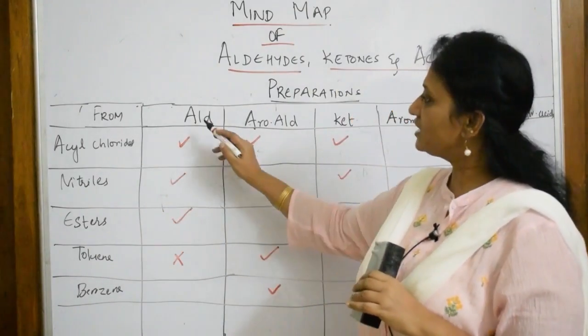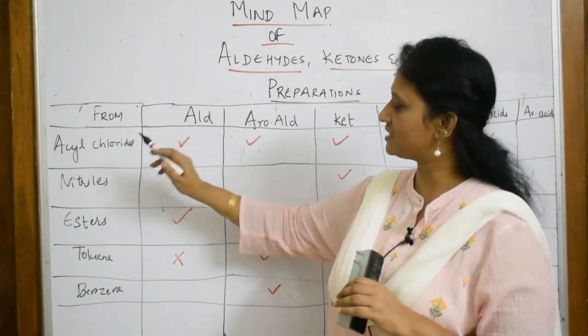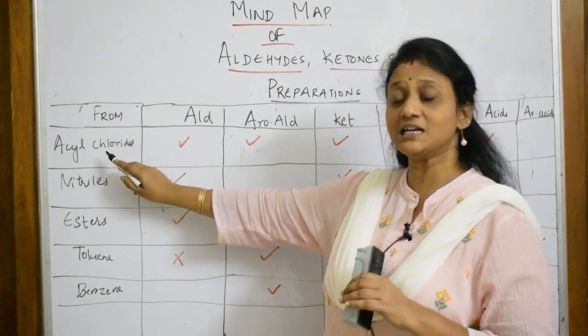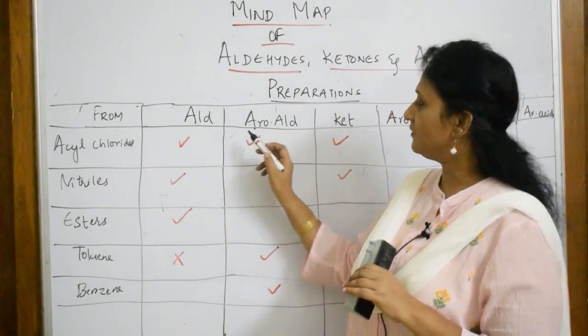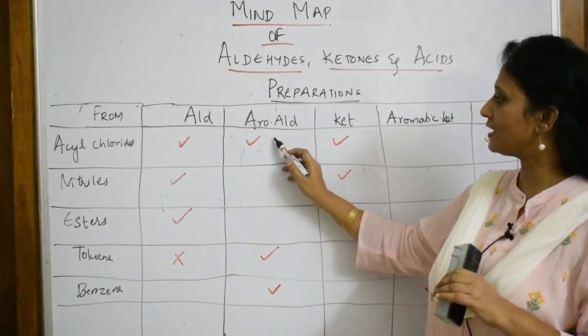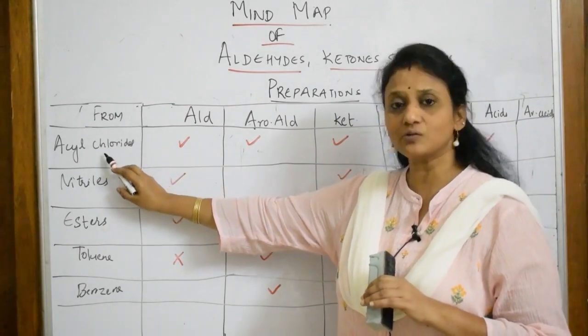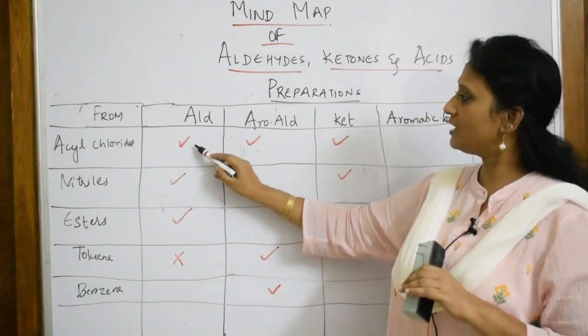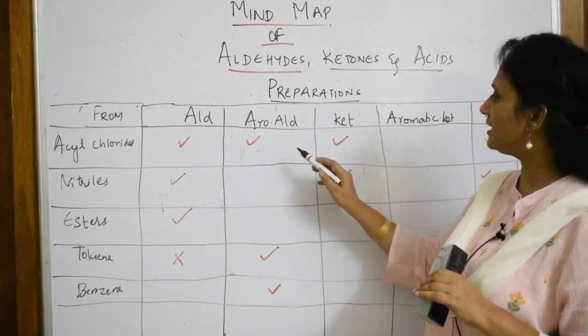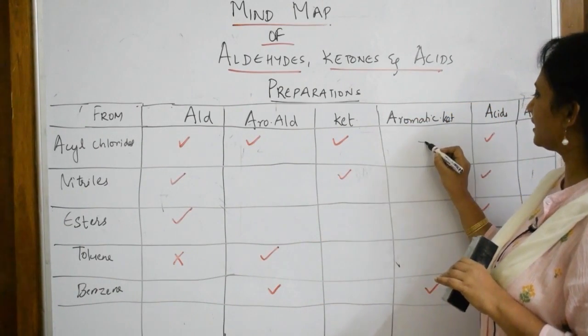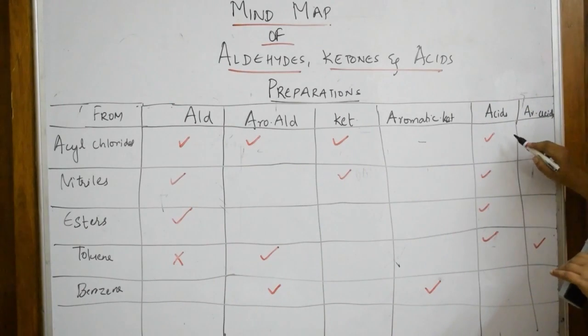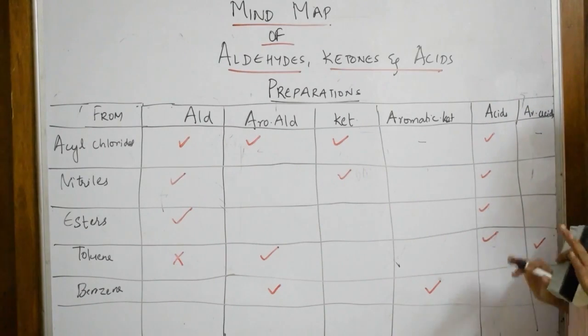Right. So when I see aldehydes, just see, we can prepare aldehydes from acyl chlorides. Yes, we can also prepare aromatic aldehydes from acyl chloride. So acyl chloride is a reactant. I can prepare aldehydes, aromatic aldehydes, ketones, aromatic ketones, no. Acids, aromatic acids, no. Done.